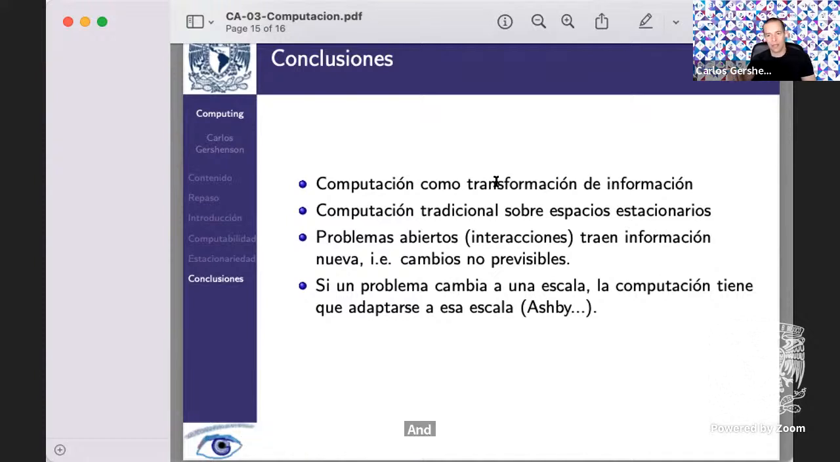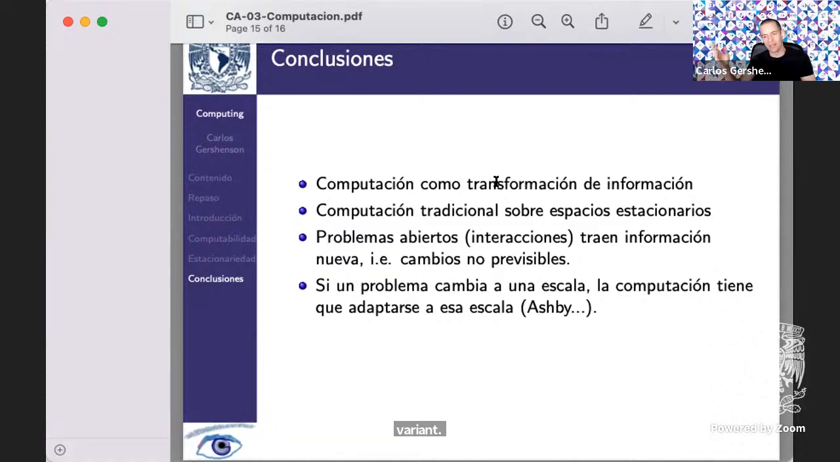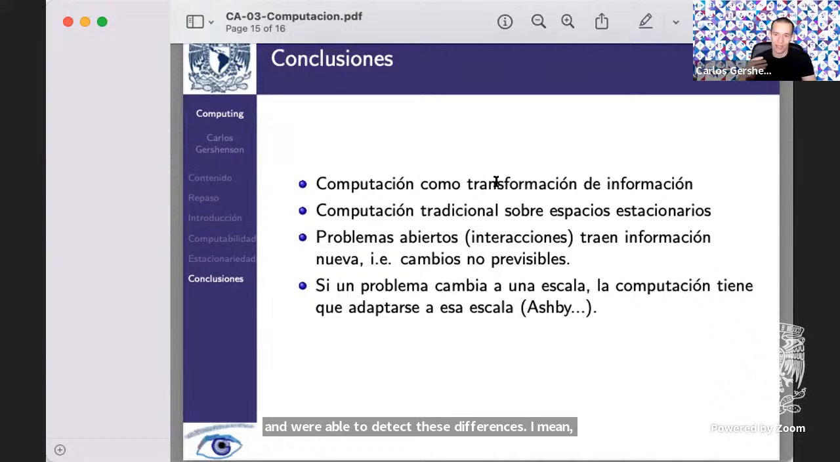A few days later, Mexico detected the first Omicron case. And it was someone who had arrived from South Africa before South Africa announced that they had detected the variant. So even when our technology is super advanced and we are able to detect these differences, compared to 100 years ago, where they didn't know that the disease was caused by a virus. They didn't know what it was. They knew it was airborne, but the virus was isolated only in the 1930s.